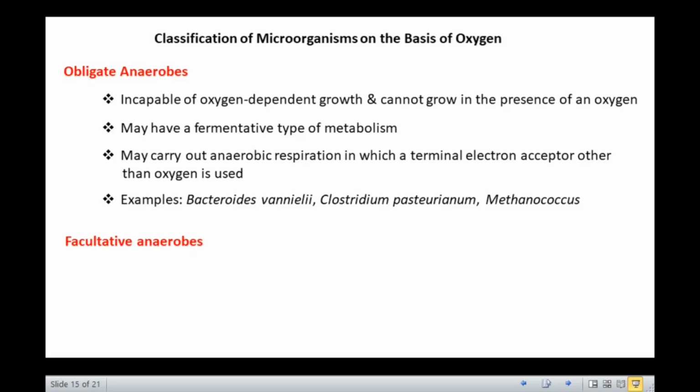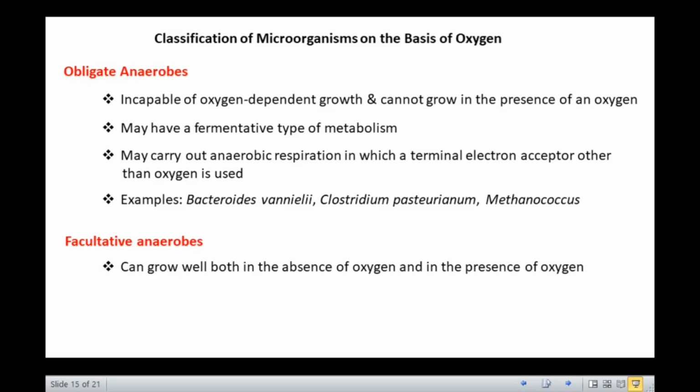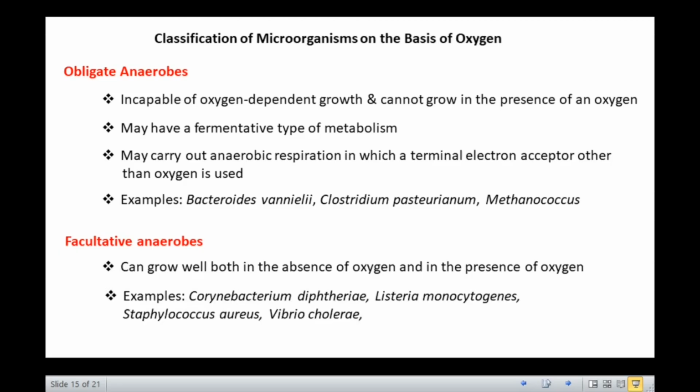The third class is that of facultative anaerobes. These are organisms that can grow well both in the absence of oxygen and in the presence of a level of oxygen equivalent to that of air atmosphere concentration. Examples are Corynebacterium diphtheriae, Listeria monocytogenes, Staphylococcus aureus, Vibrio cholerae, and Escherichia coli.